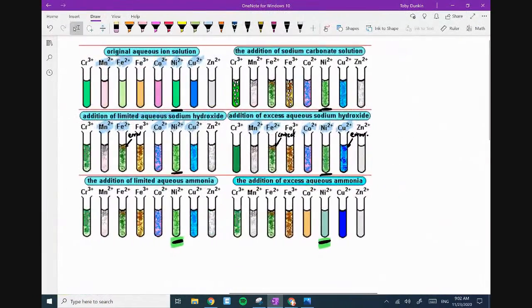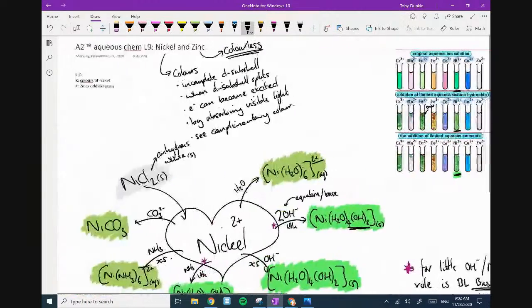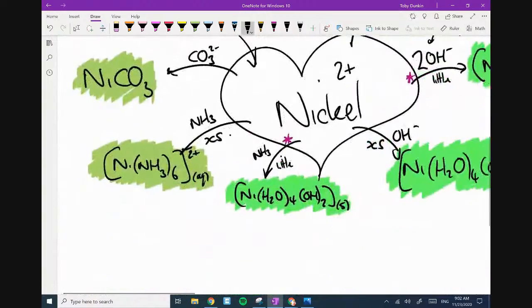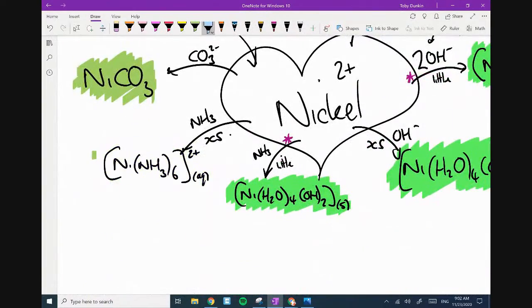So there's a mistake in the diagram. Yeah, it's blue. It's a pale blue. It's not even a pale blue. I do apologize, guys. Get rid of that. There we go. It becomes a blue.